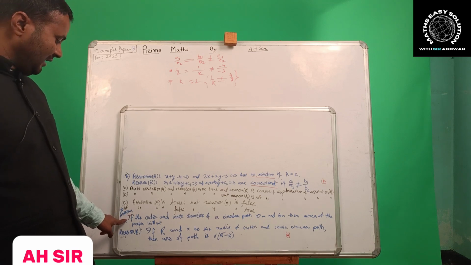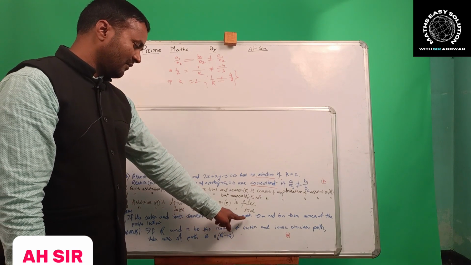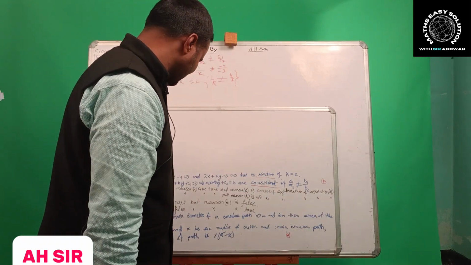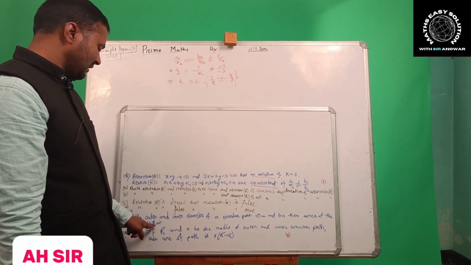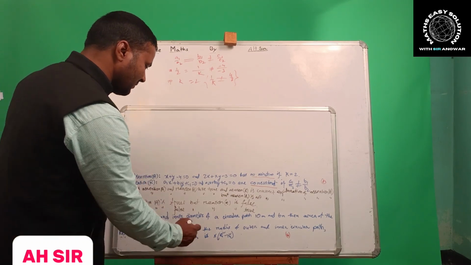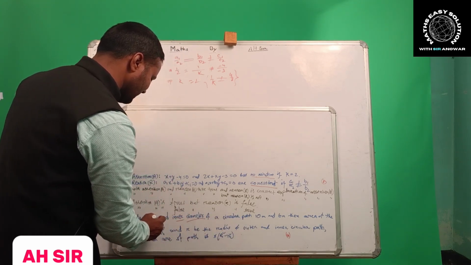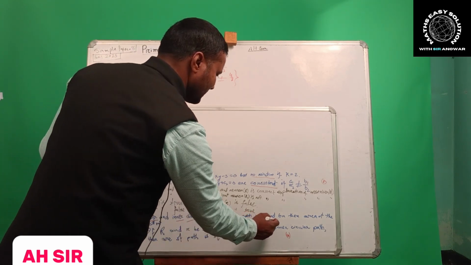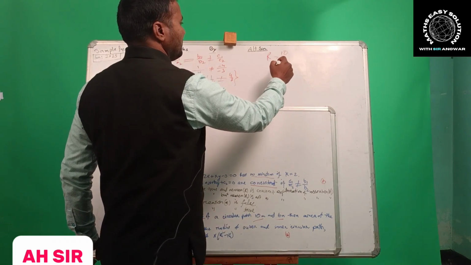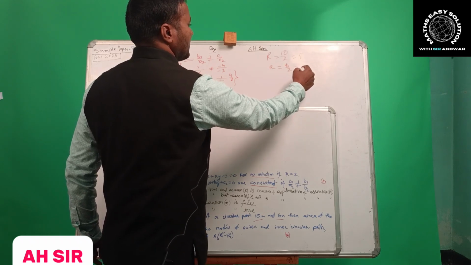Assertion: if the outer and inner diameters of a circular path are 10 meter and 6 meter, then the area of the path is 16 pi meter square. Let's see this one. Diameter is mentioned here, outer and inner, it is 10 and 6. It means capital R will be 10 by 2, 5, and small r will be 6 by 2, 3.